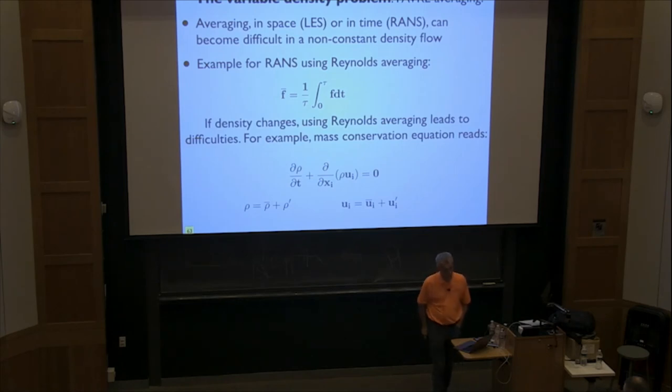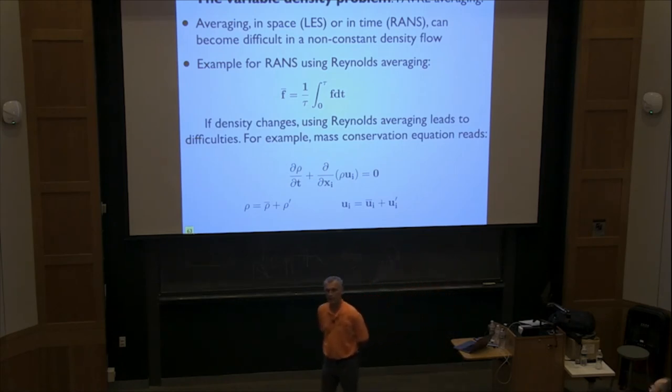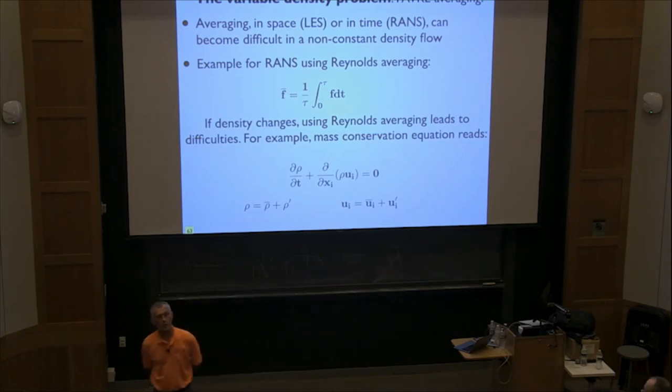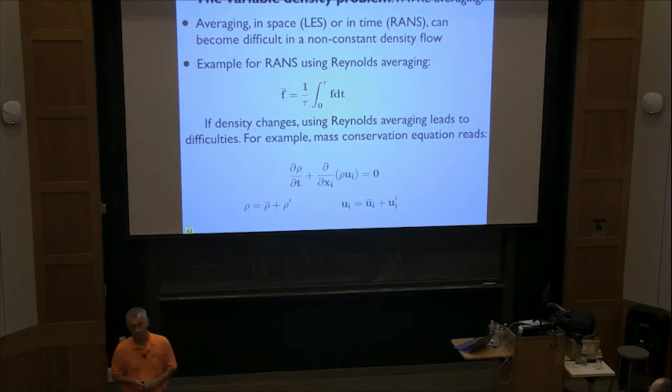Okay, let's talk about density. I don't know how many here have done turbulence modeling. If you do turbulence modeling for cold flow, you know what we call Reynolds averages. Reynolds averages are simple. If I want the average of F, I just take an averaging time tau and say 1 over tau, integral from 0 to tau of F dt. That gives me what we call the Reynolds average. Unfortunately, Reynolds averages don't work in combustion, again, because of density.